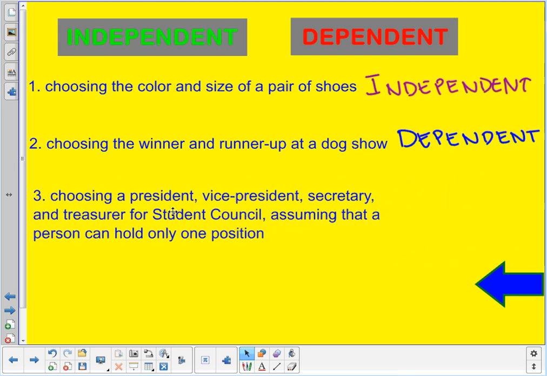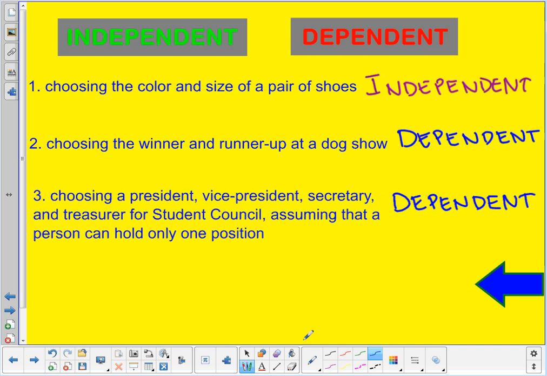Number 3, choosing a president, vice president, secretary, treasurer for student council, assuming that each person can only hold one position. Same thing. Theoretically, you pick your president, and then once you pick your president, there's one less person in the student council to pick the vice president, and the one person can't do both jobs. So the number of people that are available are less by 1. Then when you go to pick your secretary, the number of people that are available are less by 2. So when you picked the president, that affected the vice president. Then when you picked the vice president, that affected the secretary, and so on and so forth. These, again, are dependent probabilities because one affected the other.